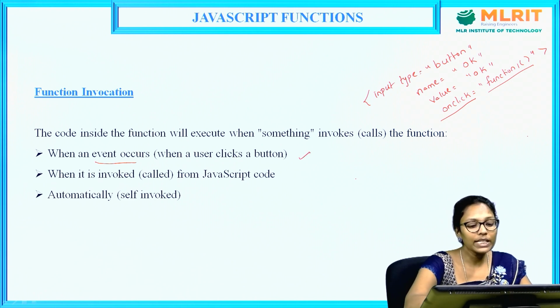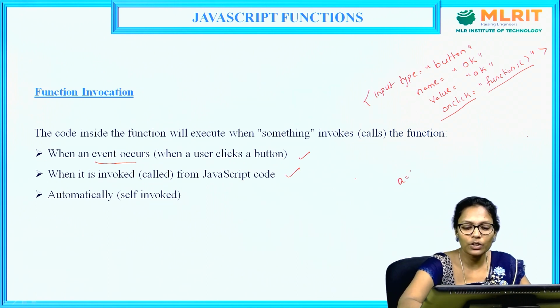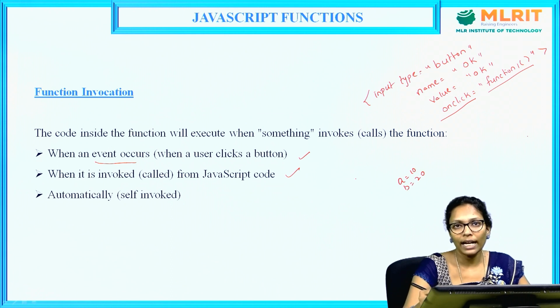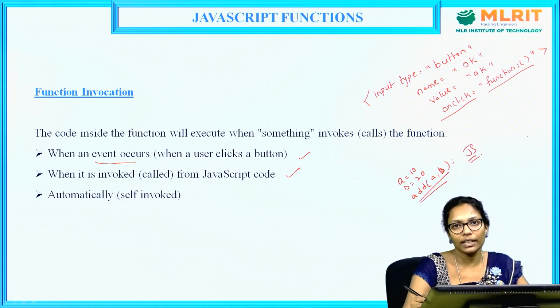Second one, when it is invoked in the JavaScript code, you can directly invoke it. For example, I have two values with me, a equal to 10, b equal to 20. I have a function called add. I just want to call that function add and pass these two values, a and b. Then you're calling this function in the JavaScript code directly. So whenever you want, you can directly call that.